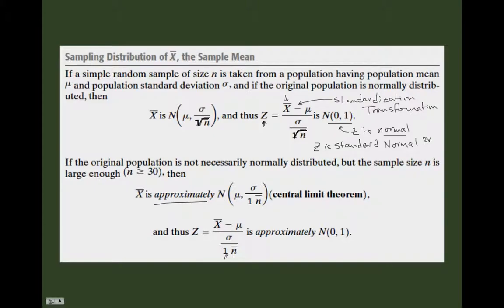And again, it's the same transformation. These are square roots here, square root of n. Let me just clarify, and this is also square root of n. So either way, we use the same standardization transformation. So we do have a sample size consideration now. If we're going to model the mean using the normal distribution, then we need to have a sample size that's at least 30, or we need to have reasonable assurance that the population distribution is normally distributed.